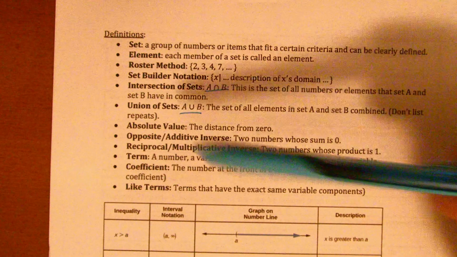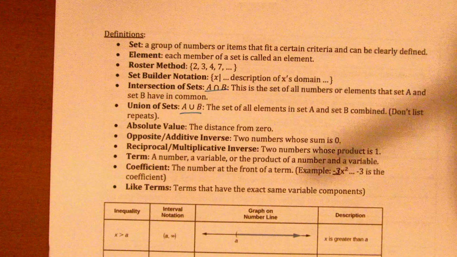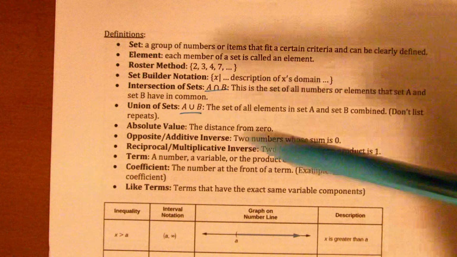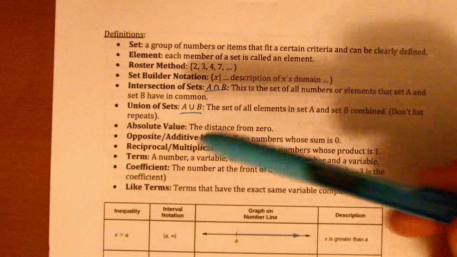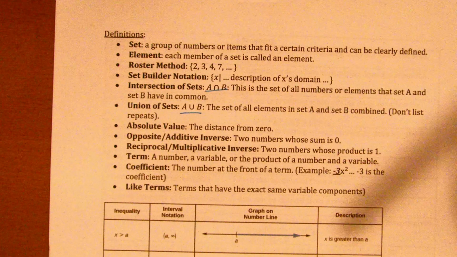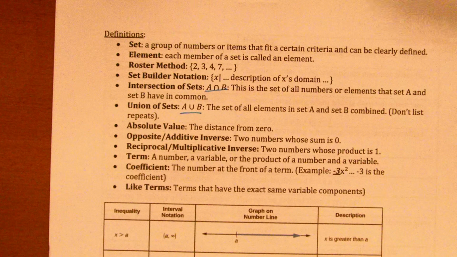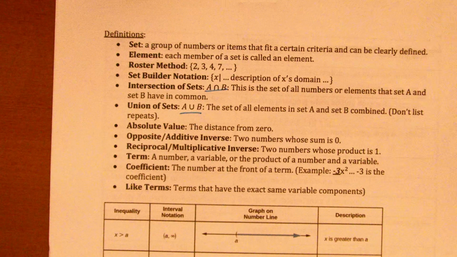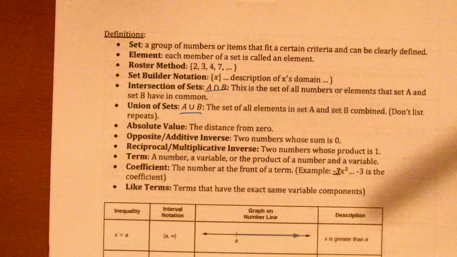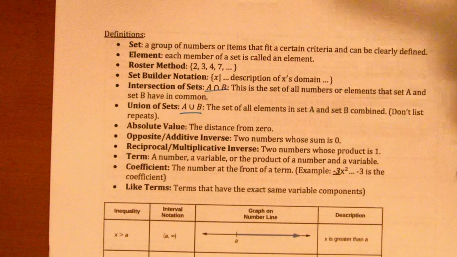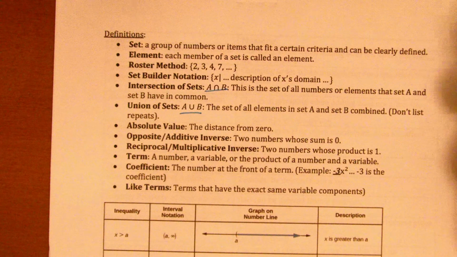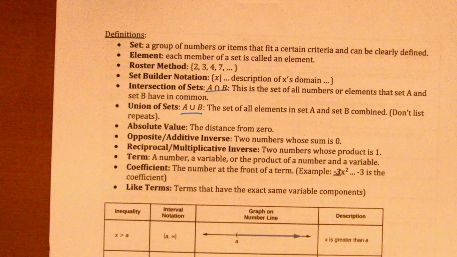More terms. Absolute value is defined as the distance from 0. A distance can't be negative, so that's always going to give you a positive value. We have opposites and additive inverses. Those are two numbers whose sum is 0. So for example, 5 and -5. Those are opposites or additive inverses. Reciprocals or multiplicative inverses are two numbers whose product is 1. So that would be like 5 and 1/5. You multiply those and you get 1.